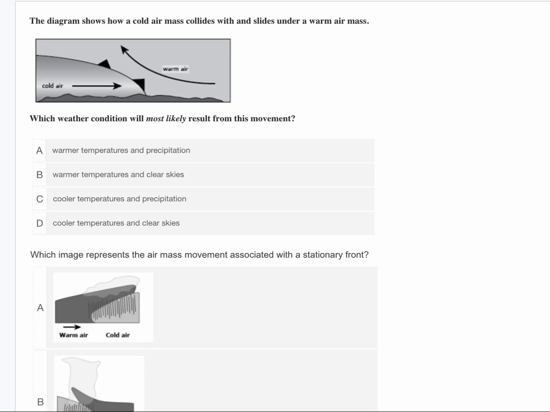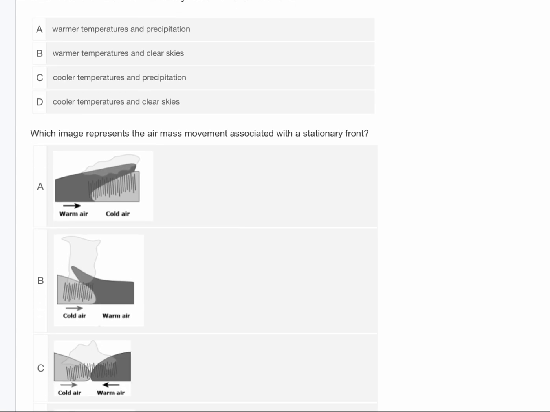The diagram shows how a cold air mass collides with and slides under a warm air mass. Image: cold air, warm air. Which weather condition will most likely result from this movement? A. Warmer temperatures and precipitation. B. Warmer temperatures and clear skies. C. Cooler temperatures and precipitation. D. Cooler temperatures and clear skies.